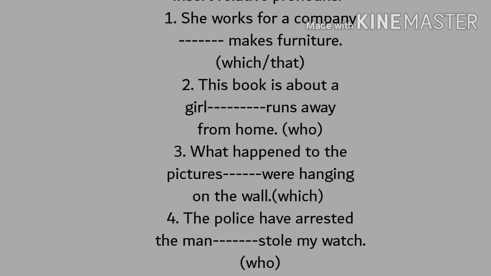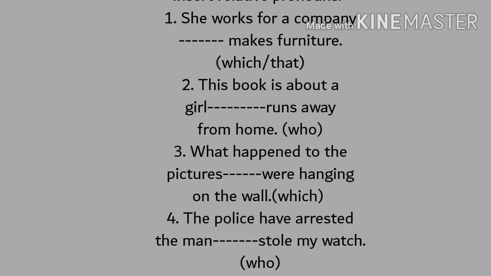Got it? Here you have to insert a relative pronoun. She works for a company dash makes furniture. So instead of company, you can use which or that. So the answer goes like this: She works for a company which makes furniture, or that makes furniture. Second sentence. This book is about a girl. Instead of girl, we can use who. So this book is about a girl who runs away from home.